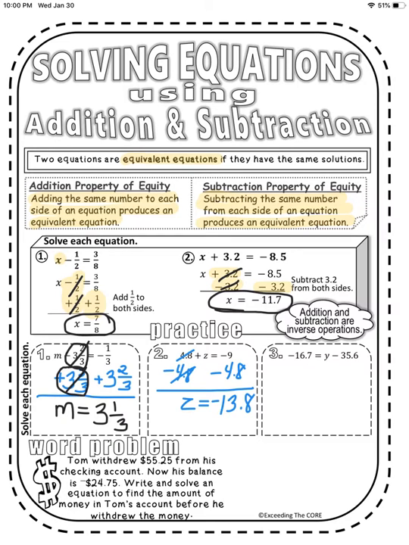Finally, the third example. Now I notice my variable is on the right side. That's okay. We still look. What do we have to do to get the y by itself? Well, since they are subtracting 35.6, we're going to add 35.6 to the right side, and we're going to add 35.6 to the left side of the equal sign.